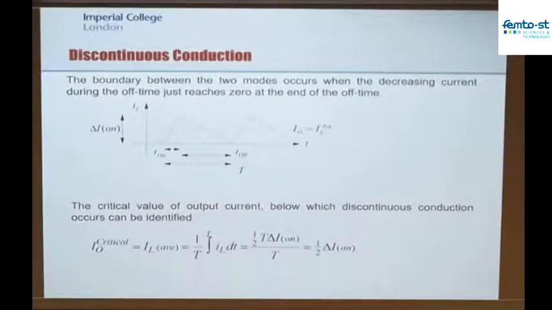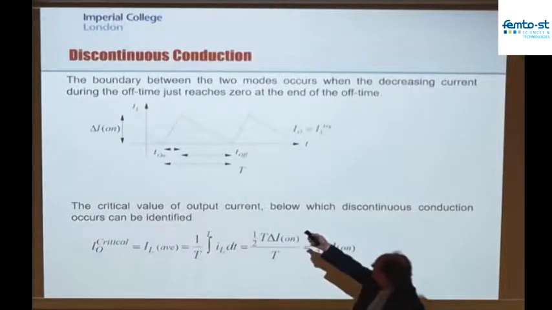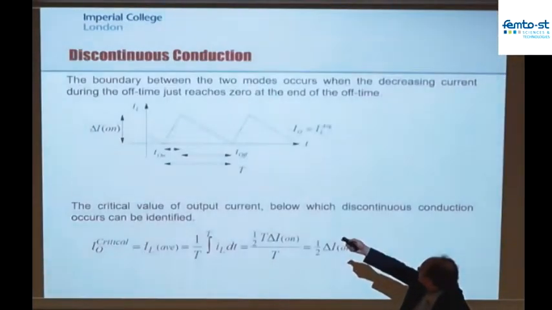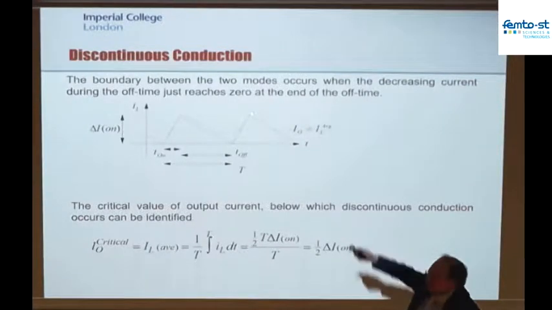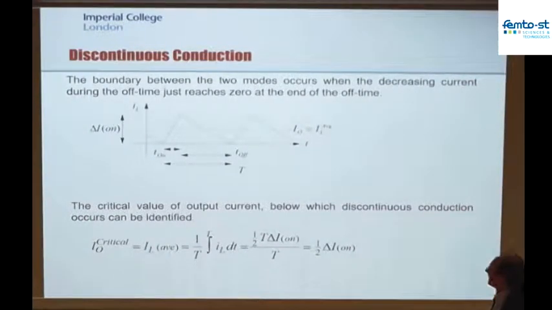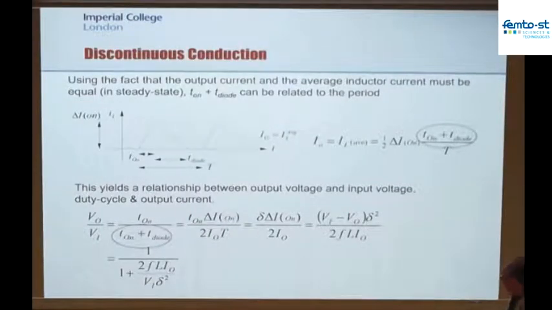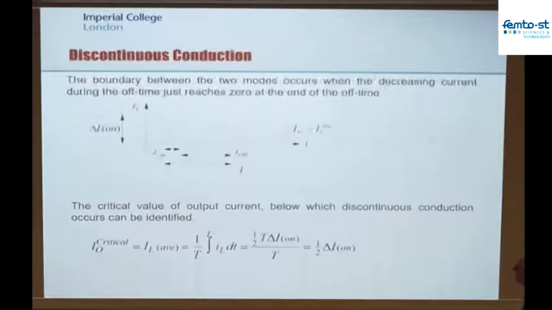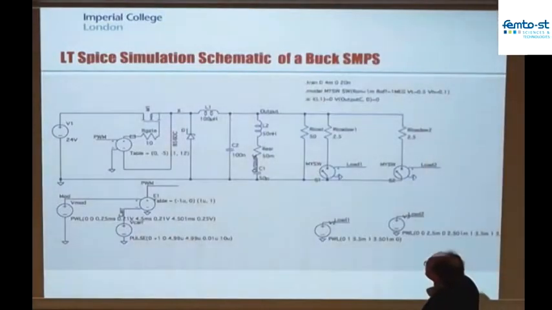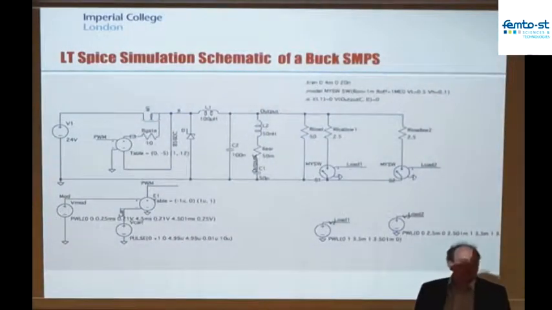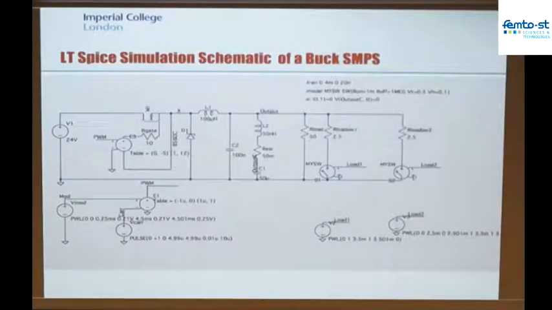Okay, in discontinuous mode, the boundary between continuous and discontinuous mode is exactly where the current reaches 0 at this point in the inductor current, just as we turn the transistor on again. And you can calculate, of course, if you use this expression to calculate the output voltage, or you use the other expression, you'll get exactly the same answer. So, looking at this then in LTspice.